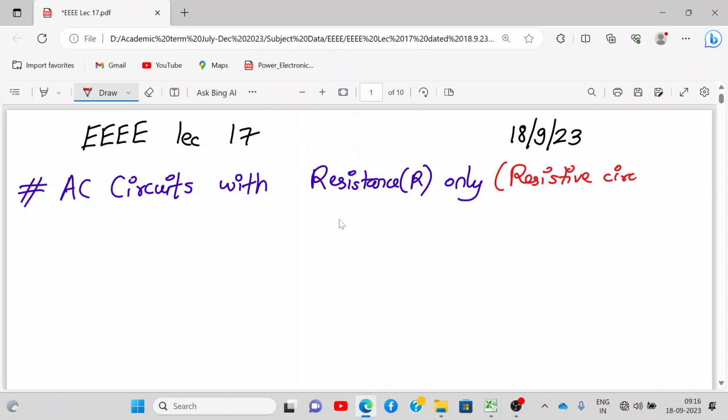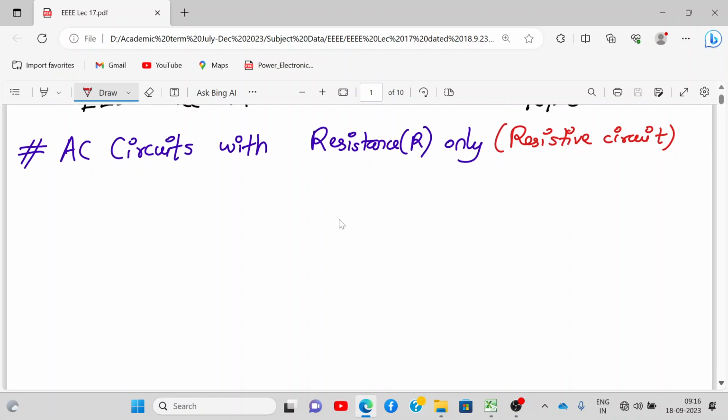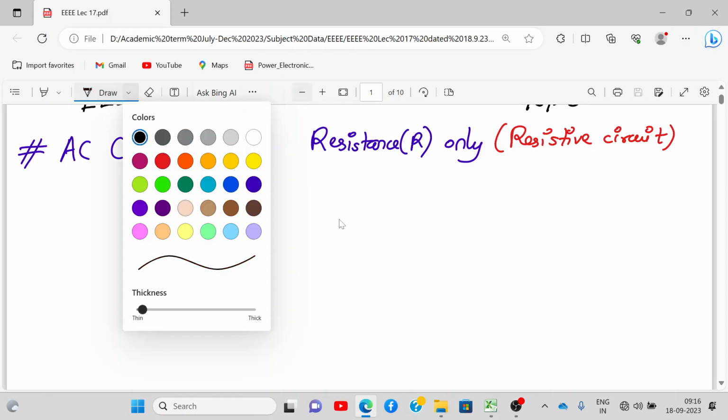Now you have to be very patient and careful in listening to this, because we will be discussing R, L and C individually, then combinations, and then RC, RL, and then RLC. So there can be a lot of confusion. So pay extra attention. Alright. Now please pay complete attention over here.